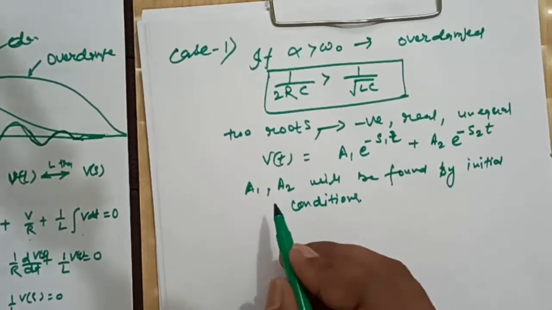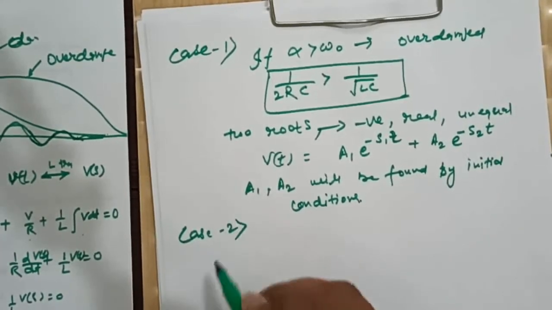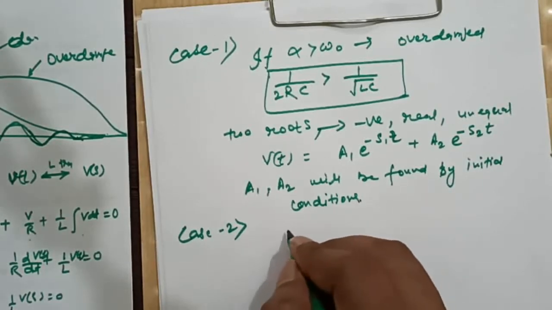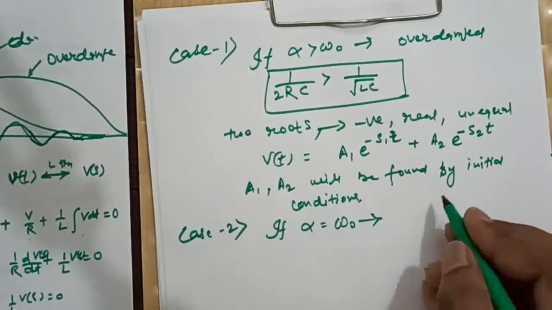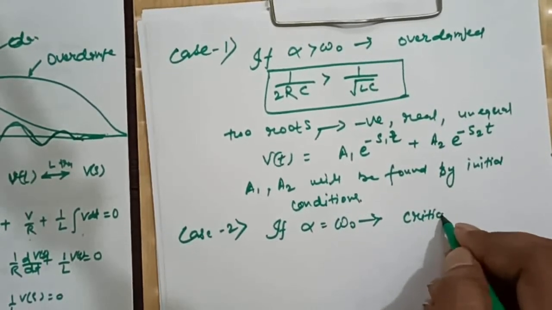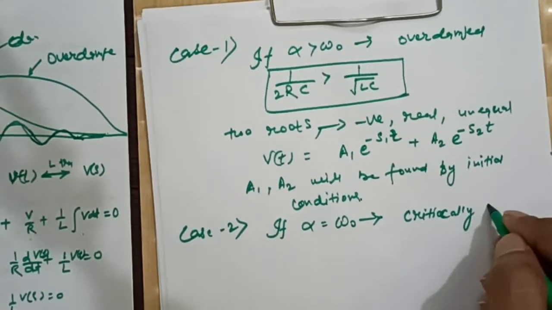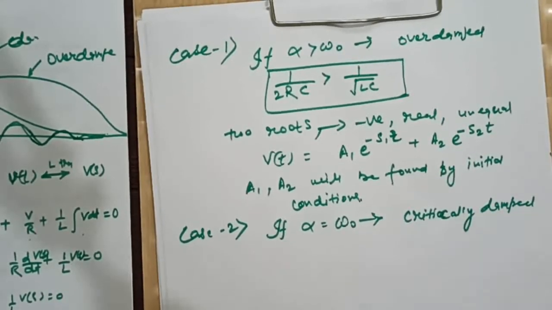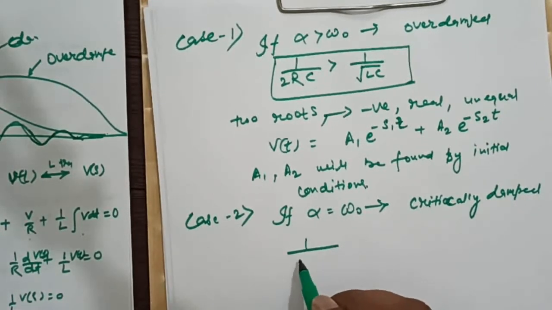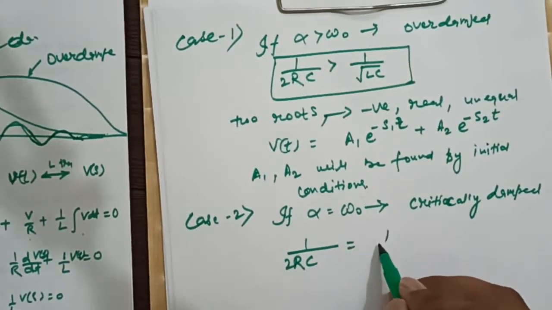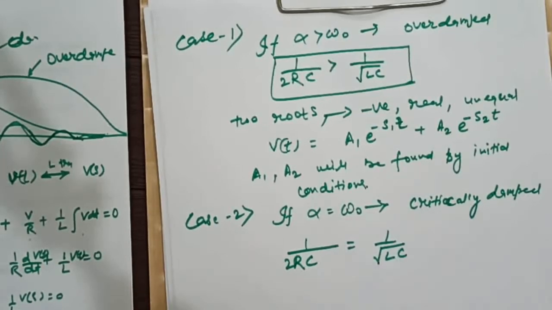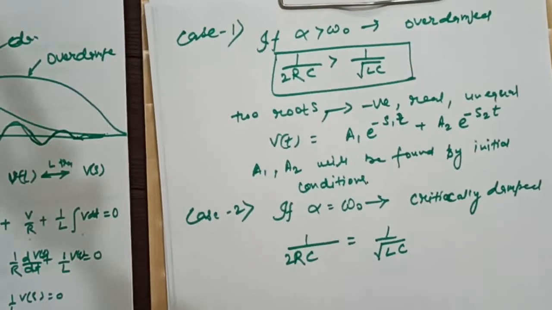Clear? Case 2. What is that? If alpha is equal to omega naught, this will be the critically damped condition. So for a parallel RLC circuit to be critically damped, 1 by 2RC should be equal to 1 by root LC. In that case, the roots will be repeated.